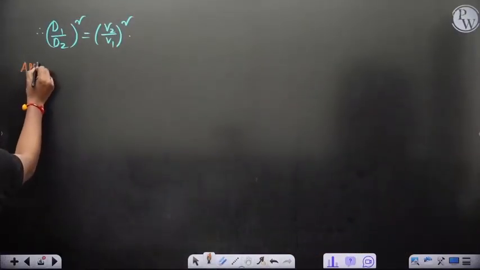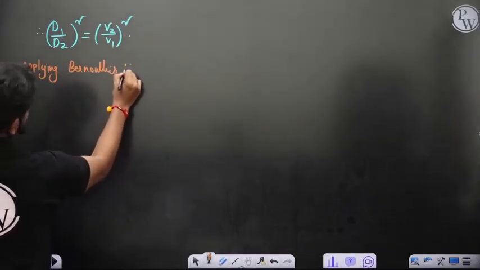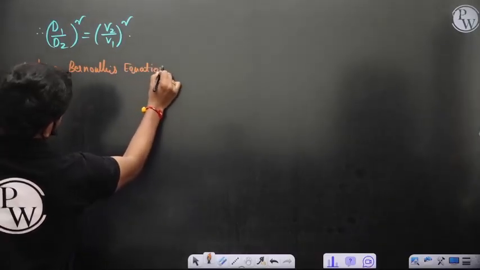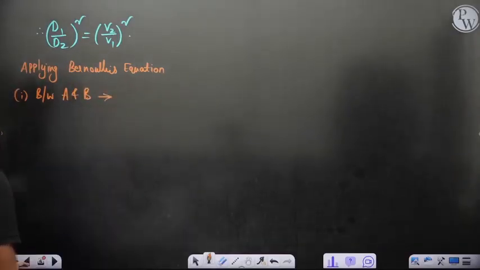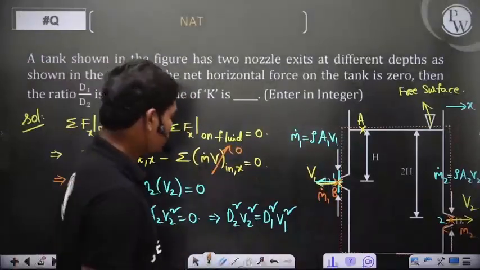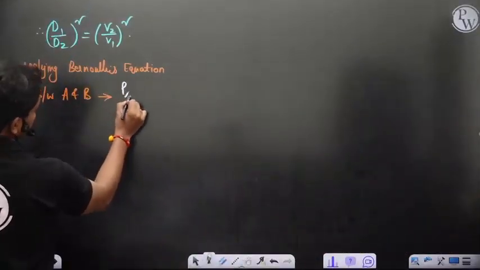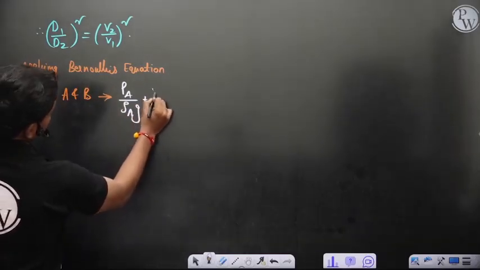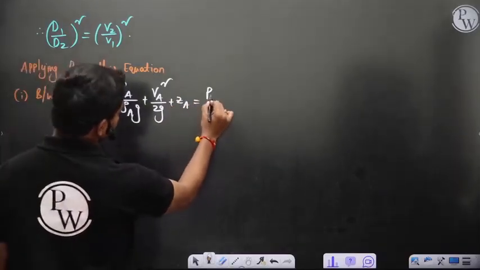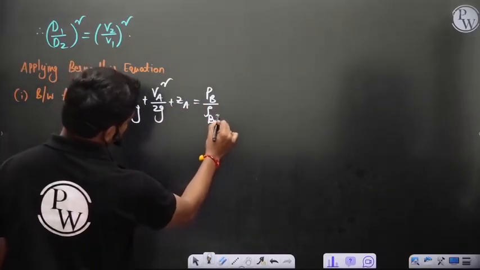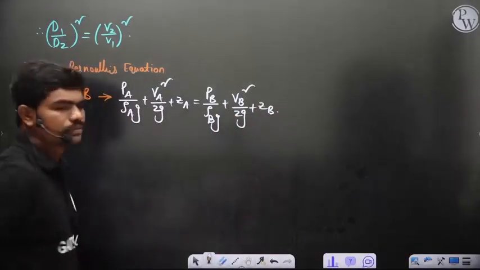Applying Bernoulli's equation, first between A and B, assuming no loss when the fluid is sliding all over. Okay, so it's a smooth flow. Then in such a case, if you apply Bernoulli's equation between A and B, we get PA by rho A g plus VA square by 2g plus ZA is equal to, assuming no loss, PB by rho B g plus VB square by 2g plus ZB, of course. Okay, so this is the Bernoulli's equation you can apply.